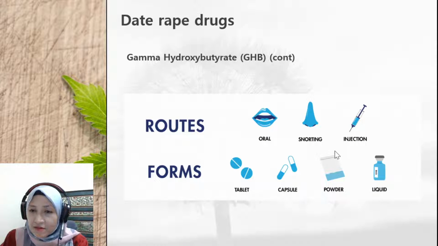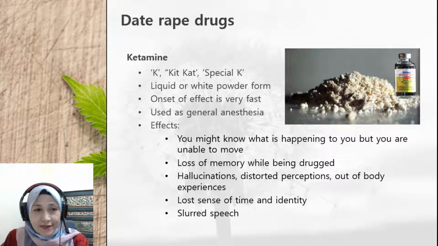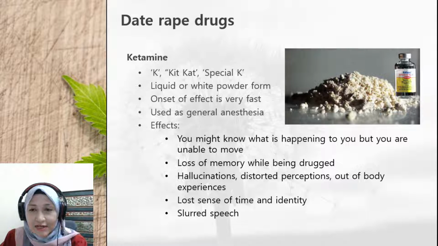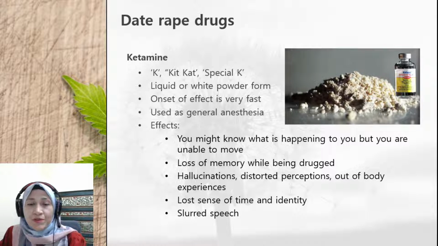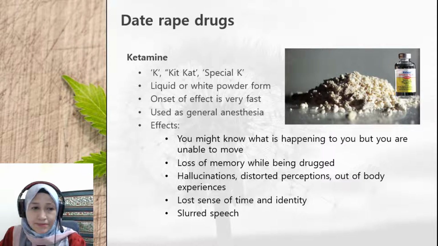So these are the routes and the formulation forms of GHB. Another one is ketamine. Ketamine is still being used for medical purposes in the hospital, in which it is used for general anesthesia. When a patient is undergoing major surgery, the patient needs to be under anesthesia, so ketamine is one of the options.